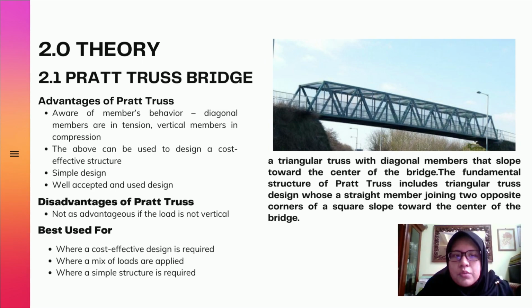Okay, let's proceed with the theory. The theory starts with the design of the bridge. The design of the bridge that we chose for this project is the Pratt truss bridge. A Pratt truss bridge is a triangular truss with diagonal members that slope toward the center of the bridge. So on the screen, we can also see the advantages of the Pratt truss, the disadvantages of the Pratt truss, and why the Pratt truss bridge is the best to use for this project.